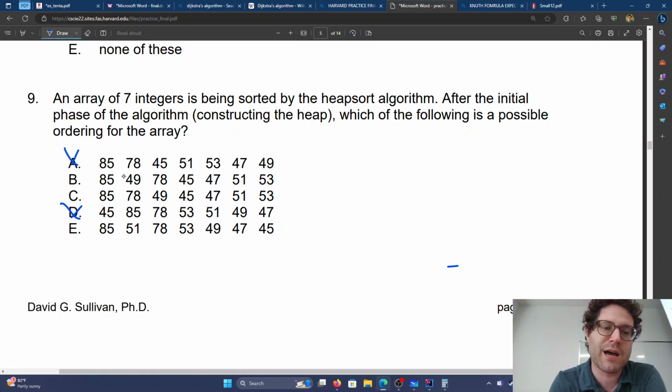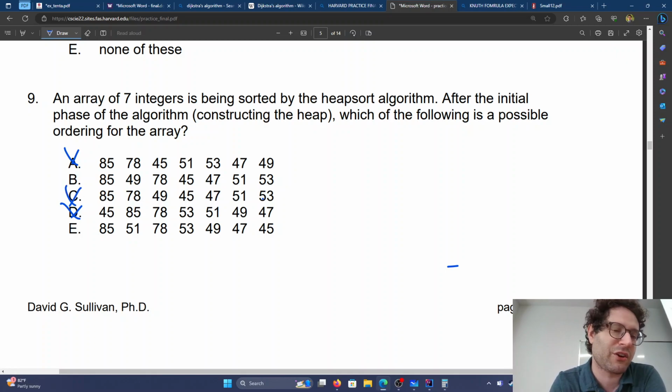Okay, what about the next one? 85 is the biggest in all of these, so we don't have to check 85. So 45 against 49 and 47, that's fine. 78 against 51 and 53, that's also fine. 78 against 45 and 47, 49 against 51 and 53. 49 is less than its children, so that's not good.